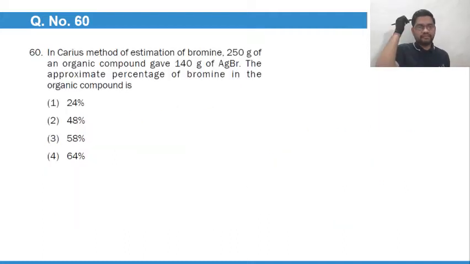60. In Carius method, the estimation of bromine, 250 gram of an organic compound gave 140 gram of bromine. So organic compound weight is 250 and weight of AgBr is 140. The approximate percentage of bromine in the organic compound will be.